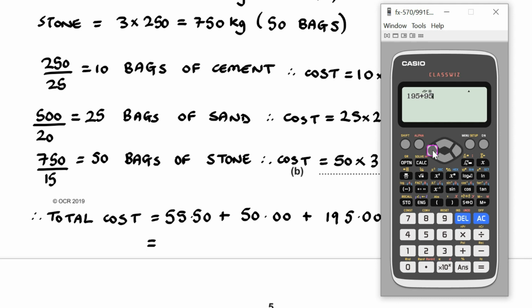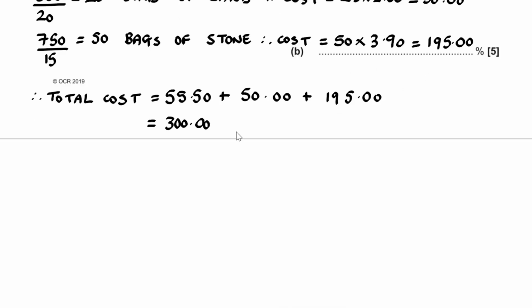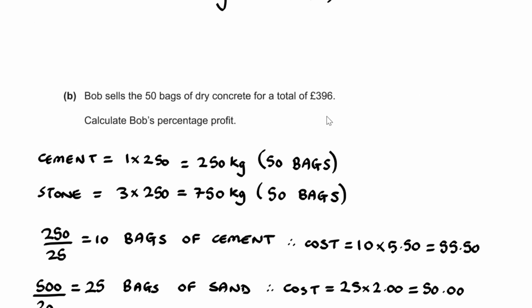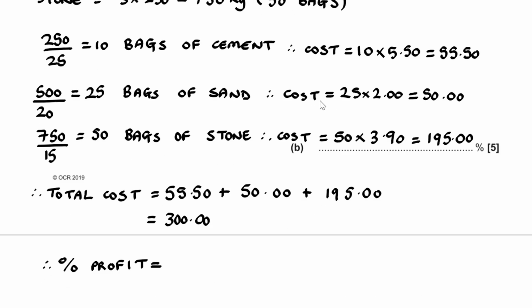Rather here we've got 105. So here we get 300 for the total cost. Okay, so for the percentage profit, we'd have over here, well, he sells for a total of 396.